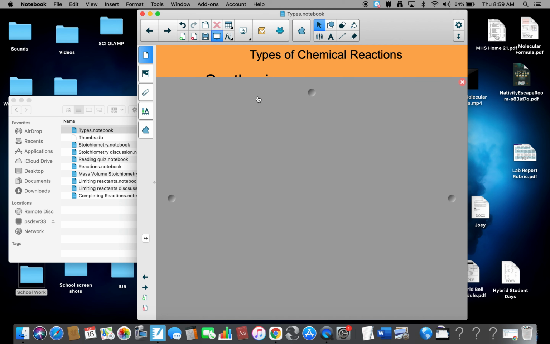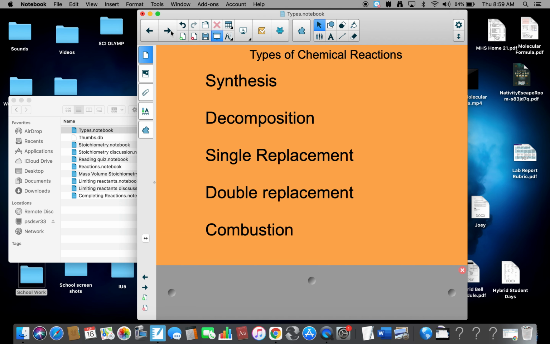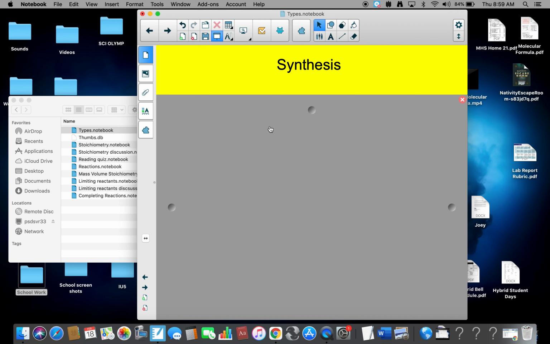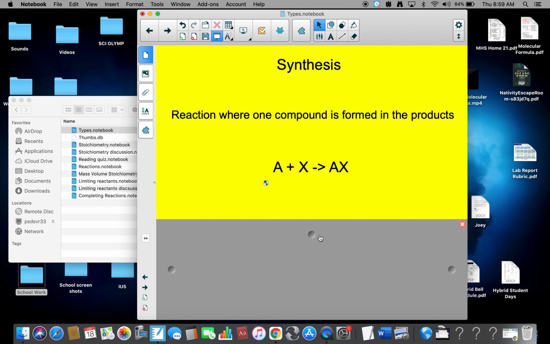Types of chemical reactions. There are 5 types: synthesis, decomposition, single placement, double replacement, and combustion. So let's go through each of those. Synthesis. Synthesis is defined as a reaction where one compound is formed in the products. So in generic form, we're taking each element from one compound. There's a little link there. I'll show it to you in class. Need to save time right now.